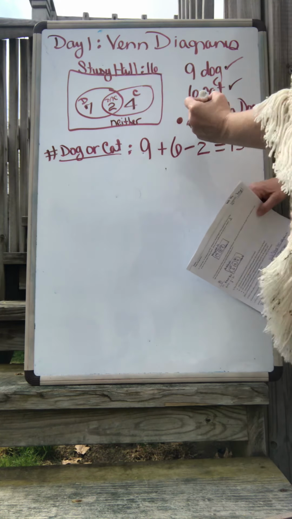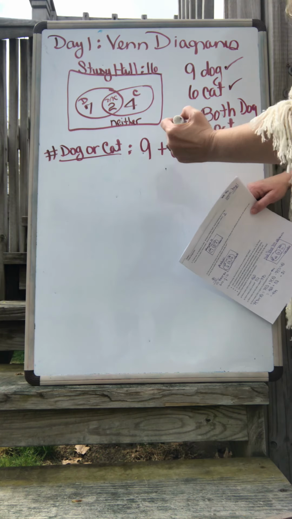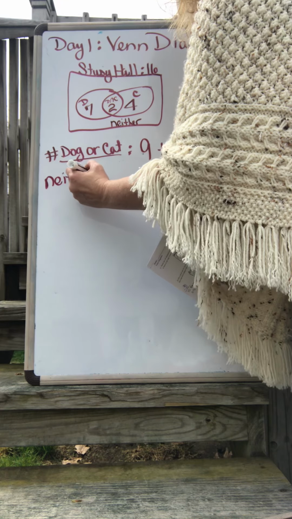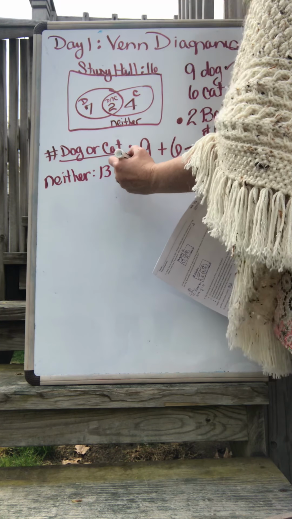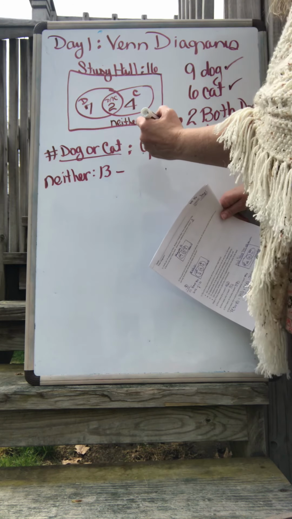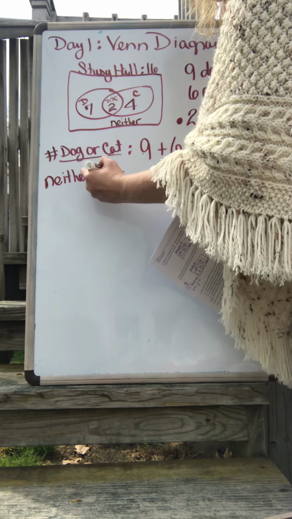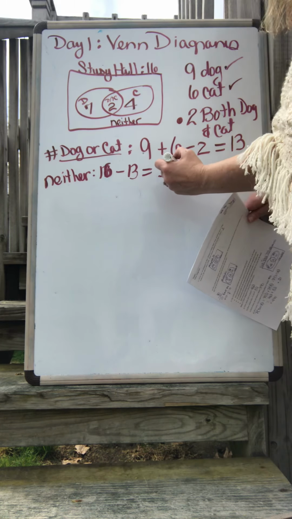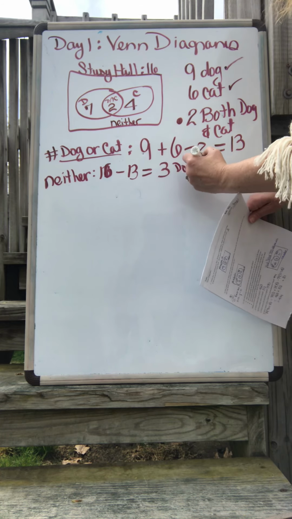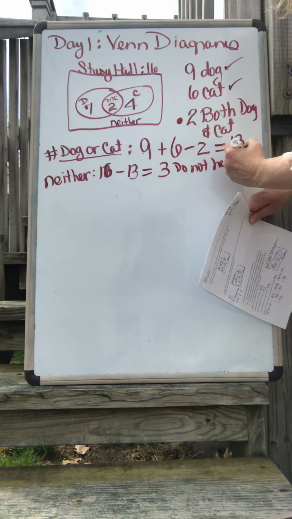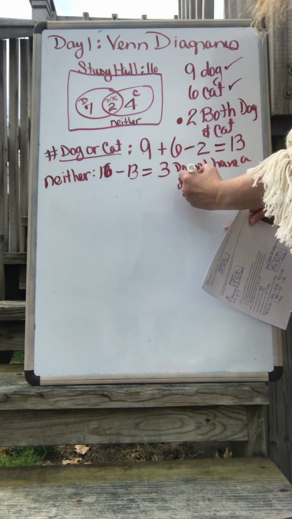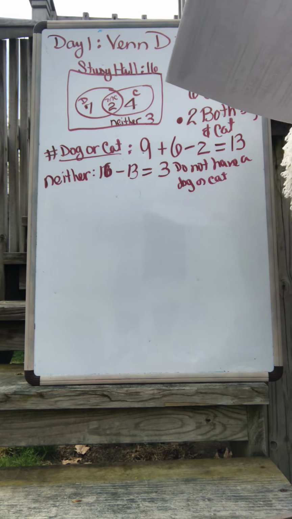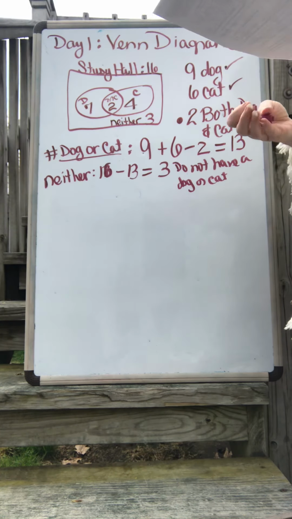Now if there's 16 kids, 13 have a dog or a cat, neither now is 13 with the dog or a cat minus, whoops, I'm sorry, the 16 minus the 13, wrote that backwards, and that leaves me with 3 that do not have a dog or a cat. So neither down here would be 3. So it's very logical. You know, we just want you to take your time and think through this.